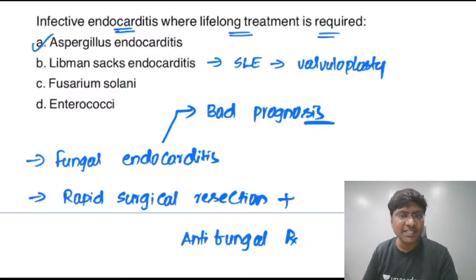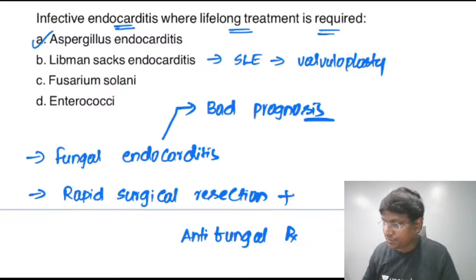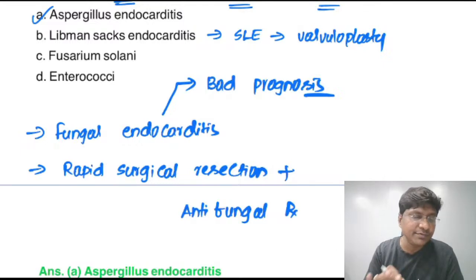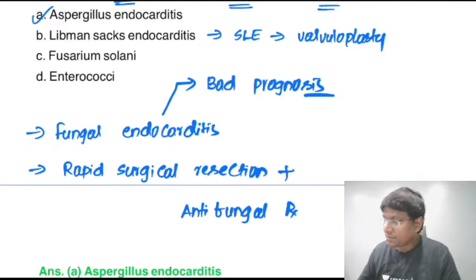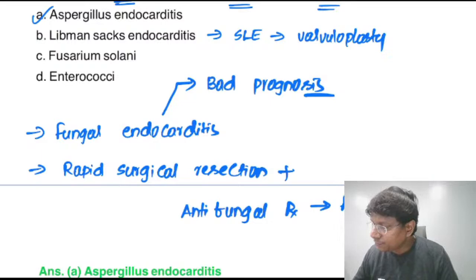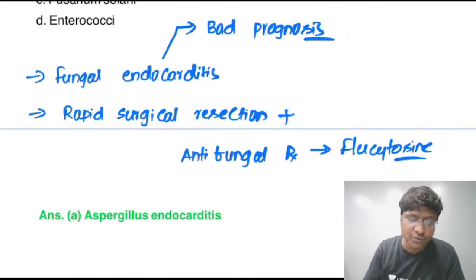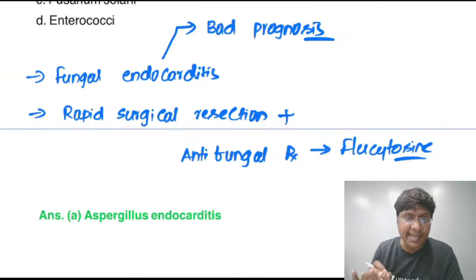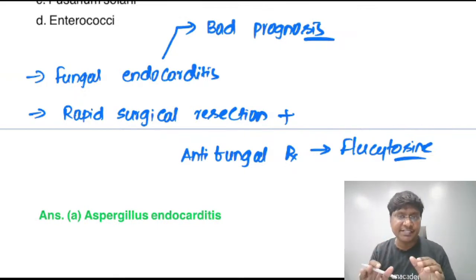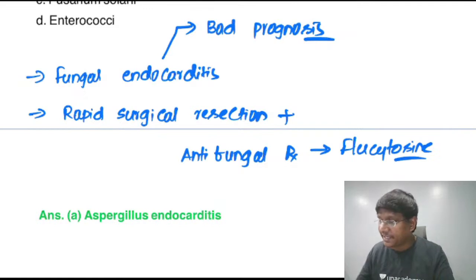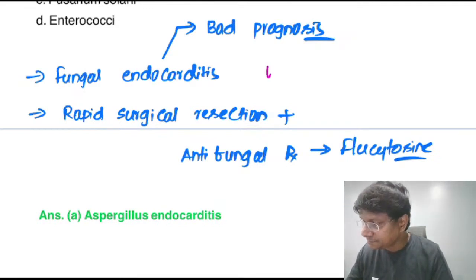Right? And the lifelong therapy you need to give is, initially, liposomal amphotericin B, followed by flucytosine. Now, okay, but what is the preferred agent? Right? What is the preferred agent? Actually, you are giving flucytosine, but the preferred agent is voriconazole.